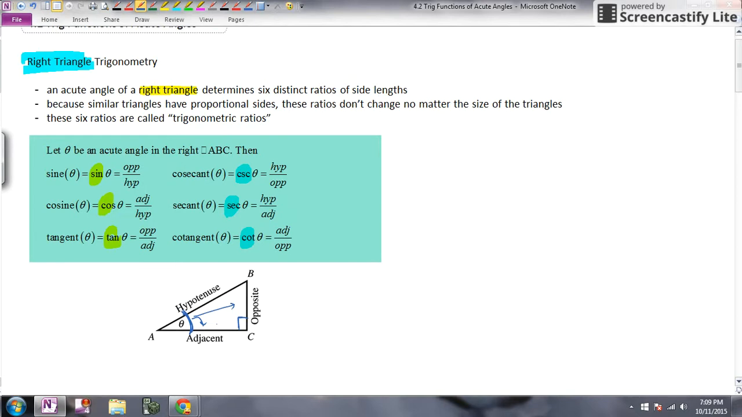So across from the 90 is the hypotenuse, and that's very important that you always label that one first, and then decide which side is opposite from the angle you're talking about. That's why we're never talking about the right angle. And next to it means adjacent, so that is the adjacent side.